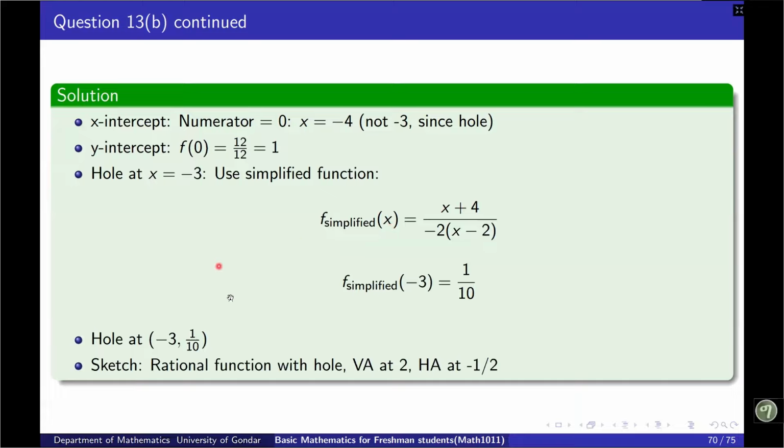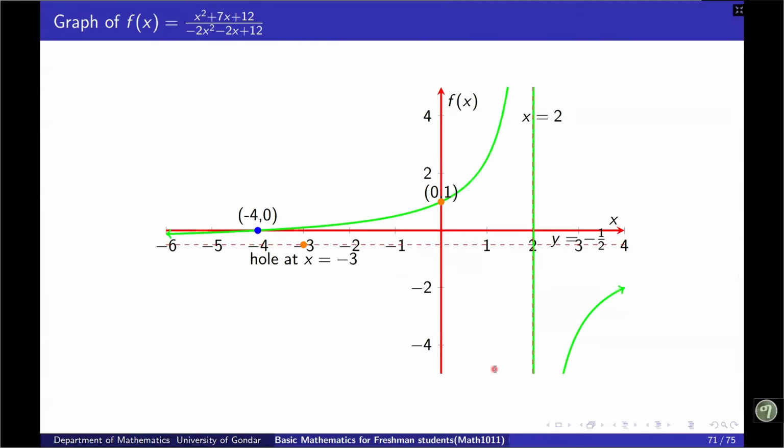Then sketching the rational function with the hole, vertical asymptote at 2, and horizontal asymptote, it could look like this. They hit the vertical asymptote. The horizontal asymptote is this one, the red dotted line with y equal to negative 1 over 2. And they hit the x-intercept, which is -4, 0. The y-intercept is 0, 1.